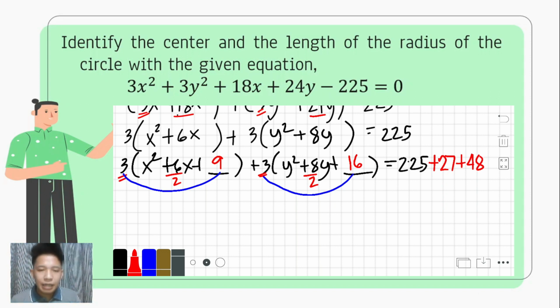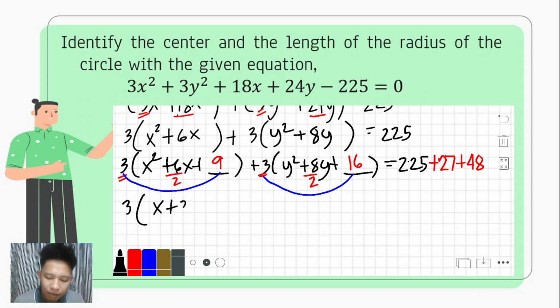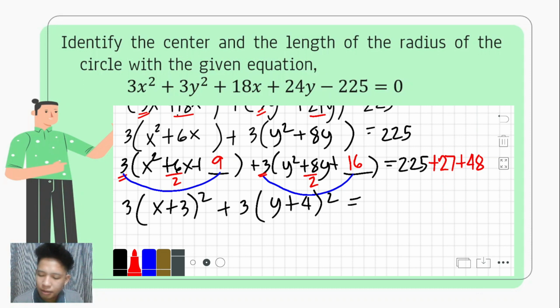Alright. And then we are now ready to make it a square of a binomial. So we have down here 3 times x plus 3 squared, plus 3 times y plus 4 squared, equals. If we simplify this, this is 225 plus 27, that's 252, and then plus 48. That would be 300. Okay.